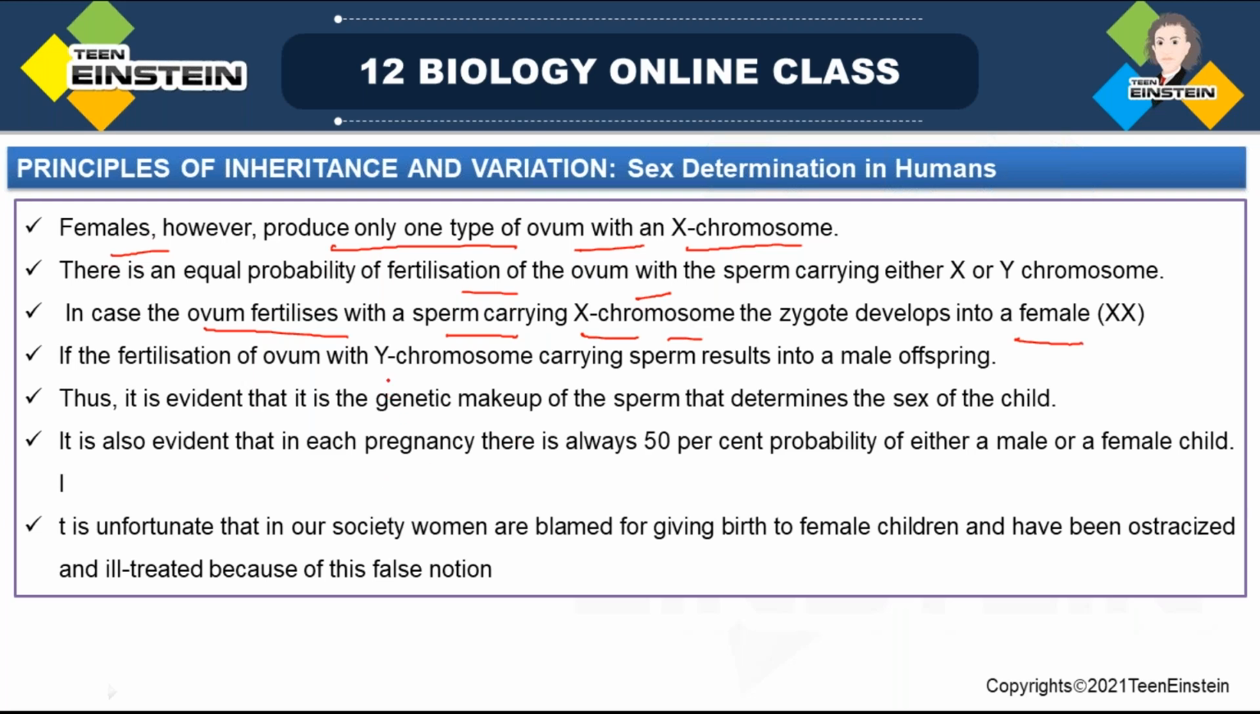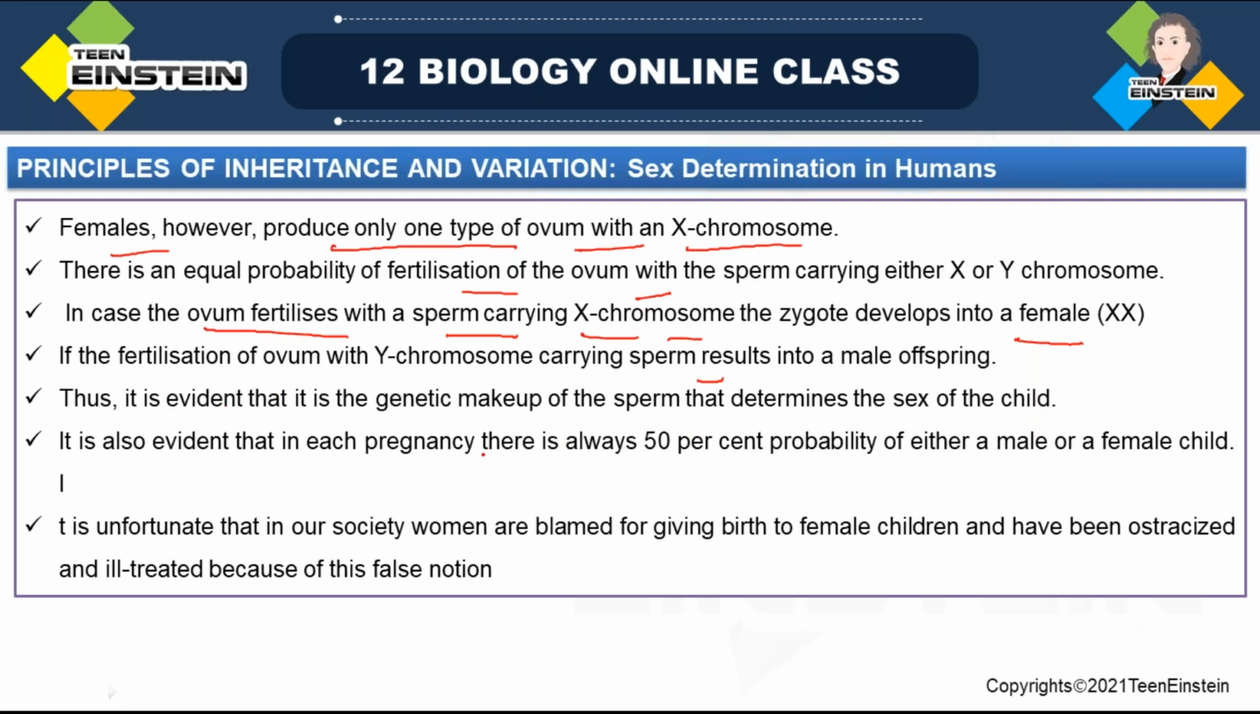And the fertilization of the ovum with a sperm carrying Y chromosome results in a male offspring. Okay, that results in a male offspring. So the zygote with Y chromosome forms the male offspring, and the zygote with the X chromosome develops into a female.